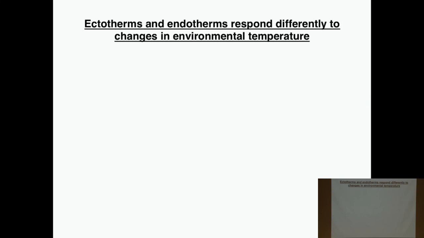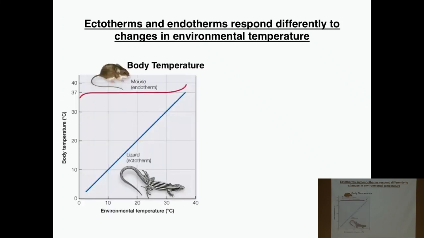And so if we're thinking about these various factors in our environment that can cause us to gain or lose heat, we want to recognize that ectotherms and endotherms are actually going to respond differently as these different factors change. So here what we have are two graphs showing the body temperature of a mouse, which is an endotherm, and a lizard, which is an ectotherm, at different environmental temperatures.